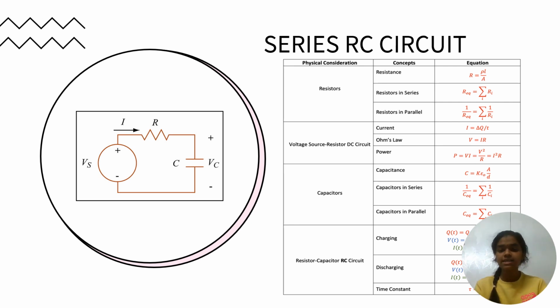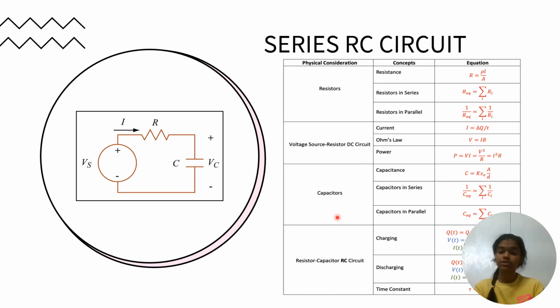Now in the series RC circuit, let us deal with how individual resistors behave, how individual capacitors behave, and how the combination of resistors and capacitors together behave. For resistors, the basic formula of resistance is rho L by A. The series resistance is R1 plus R2 plus R3 and so on. In parallel, the effective resistance is given by 1 by R effective equals 1 by R1 plus 1 by R2 plus 1 by R3 and so on. And voltage across the resistor in a DC circuit is equal to I into R. That is Ohm's law.